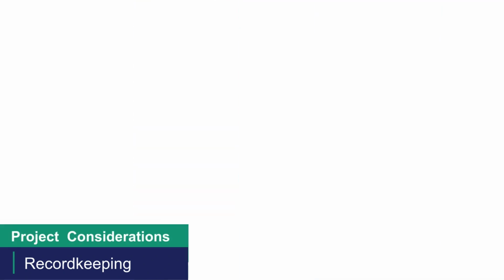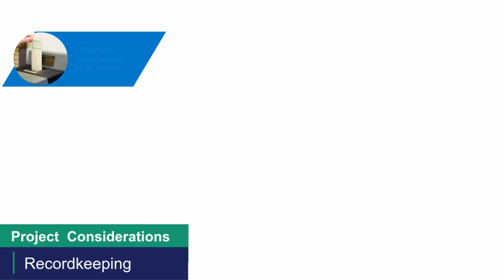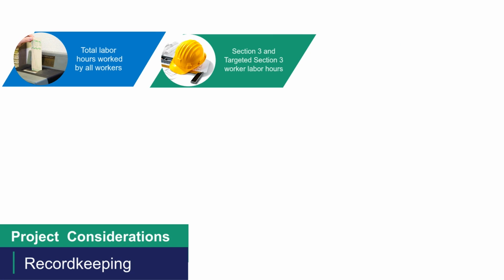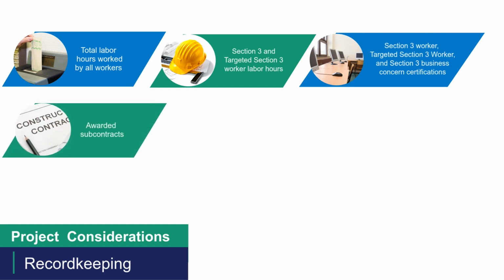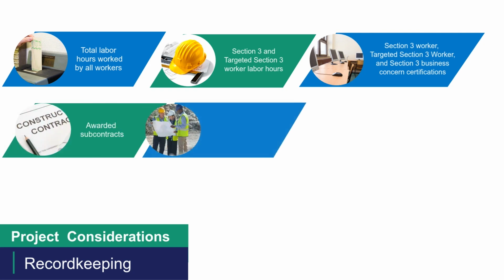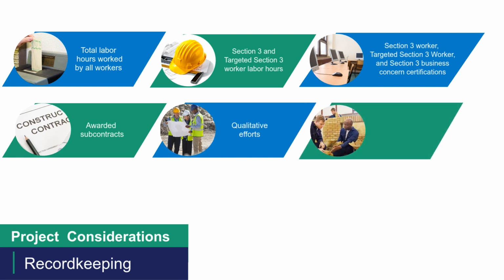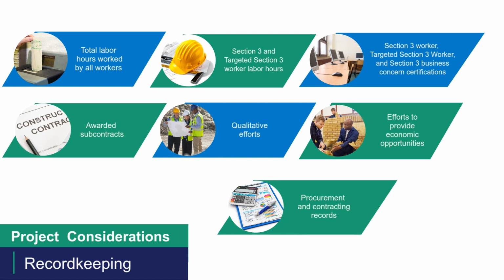At the project level, grantees must collect all records and documents showing total labor hours worked by all workers, labor hours worked by Section 3 workers and targeted Section 3 workers, Section 3 worker, targeted Section 3 worker, and Section 3 business concern certifications, awarded subcontracts, qualitative efforts, efforts to provide economic opportunities to business concerns and workers in order of priority outlined in Section 3 requirements, and procurement and contracting records that identify the dollar amount of each covered subcontract awarded during the project and include Section 3 language.